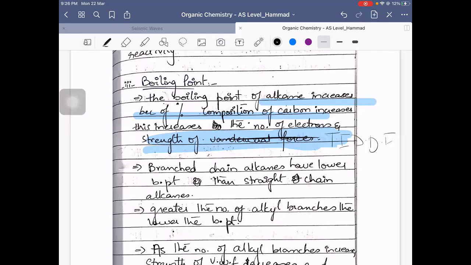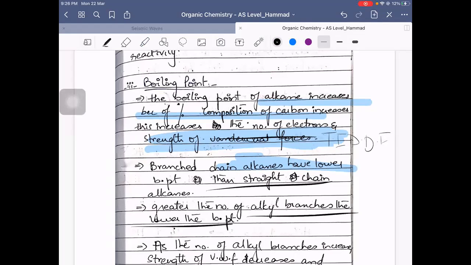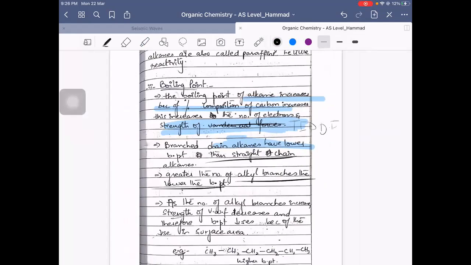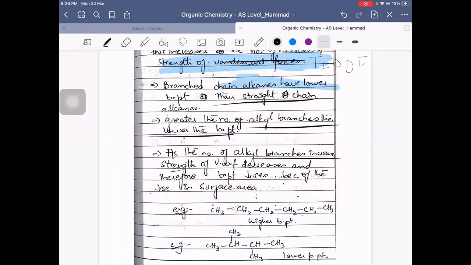Branch chain alkanes will have lower boiling points. We have talked about it before, because of the repulsion. Compared to straight chain alkanes, the greater the number of alkyl branches, the lower the boiling point. Moving forward, as the number of alkyl branches increases, the strength of temporary induced dipole forces will decrease, and therefore the boiling point decreases because of the decrease in surface area.